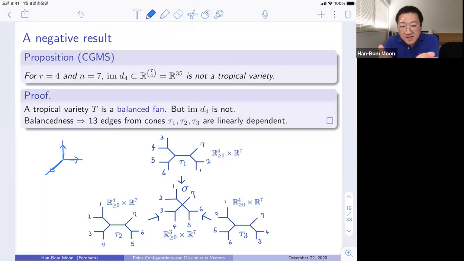But in our example, the image of D4, we explicitly calculated the 13 edges from the 4 cones in the picture. So we have 4 different cones describing the metric trees with the given topology. But there are 13 edges. We calculated their linear dependence. They are linearly independent. So this is not a balanced fan, which means it cannot be a tropical variety.